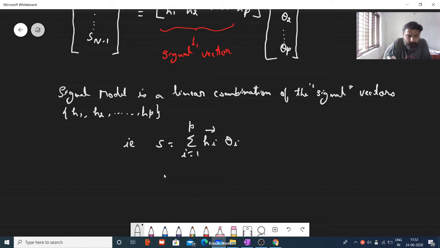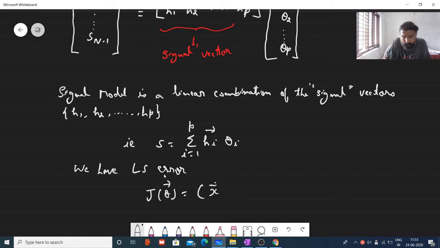The LS error J of theta, for the vector theta, is nothing but (x minus H theta) transpose (x minus H theta).